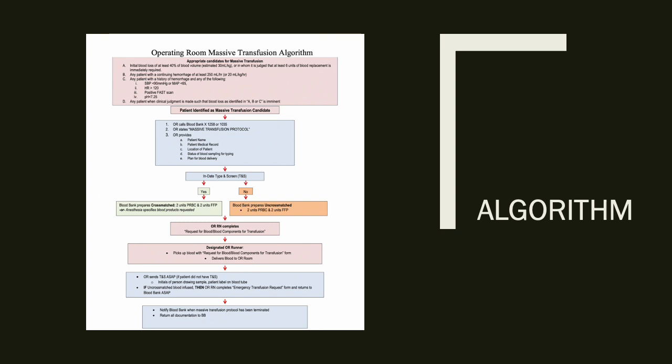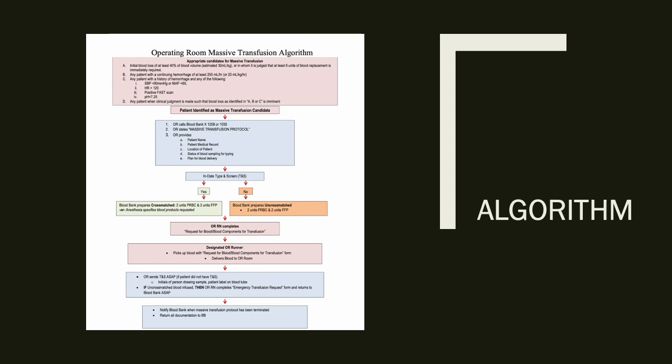And what is our plan? Is our plan to give 2 uncrossed now? Is our plan to wait for the cross-match blood? Or is our plan to start with 2 RBCs now, 2 FFP now, and then go for the protocol? Because it can be changed.